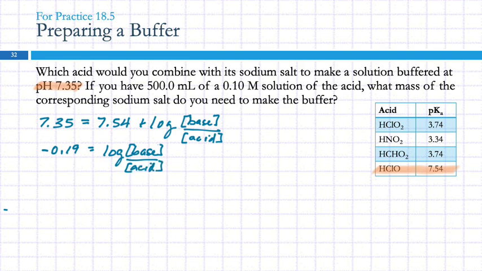And then we're going to do the anti-log of both sides. The anti-log for base 10 is 10 to the x. So 10 to the negative 0.19 is going to be equal to 0.6457, and that is going to equal the ratio of the base concentration to the acid concentration.